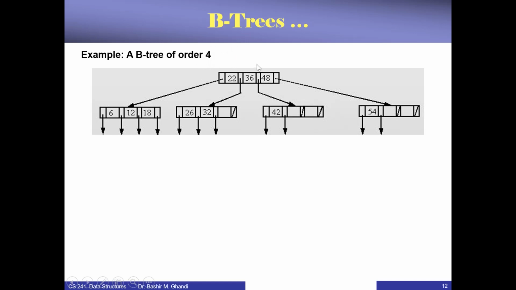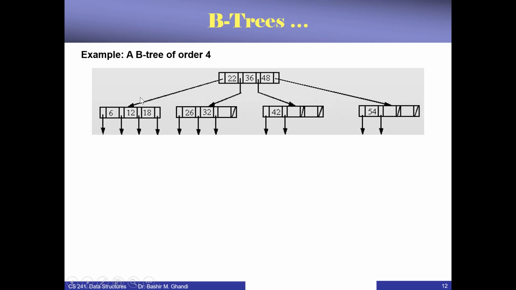Now for order 4, the ceiling of 4 over 2 is already an integer, and 4 over 2 is 2. So the ceiling of 2 is of course 2, because 2 is an integer. So what that means is you can have a minimum of 2 subtrees for a non-leaf node, and you can have a minimum of 1 key, because 2 minus 1 is 1. So this is fine for a B tree of order 4.